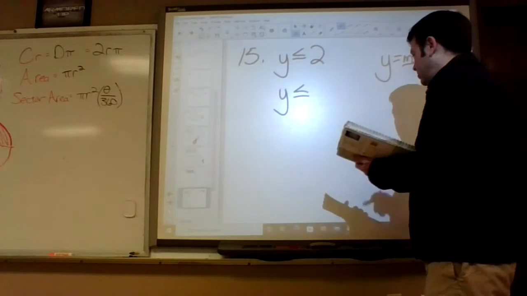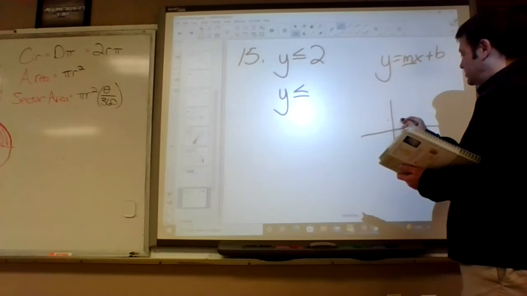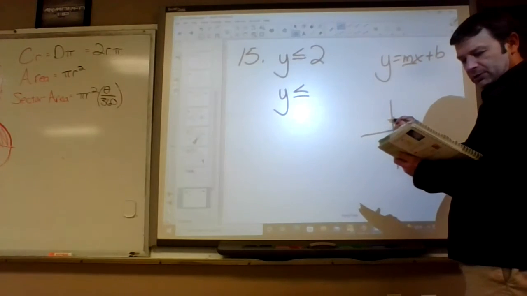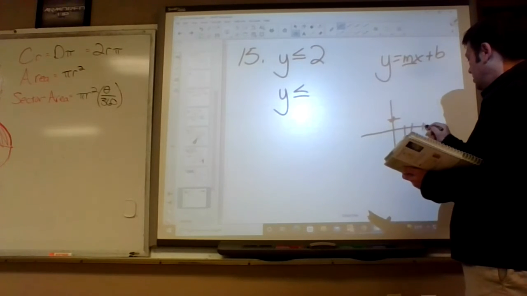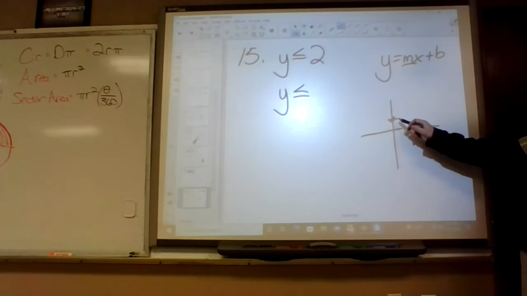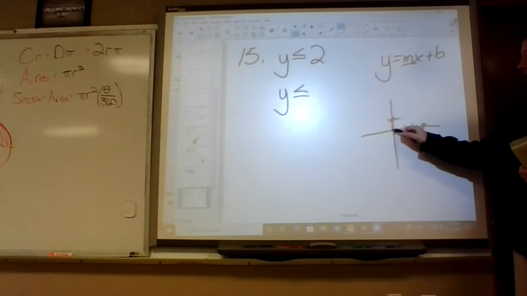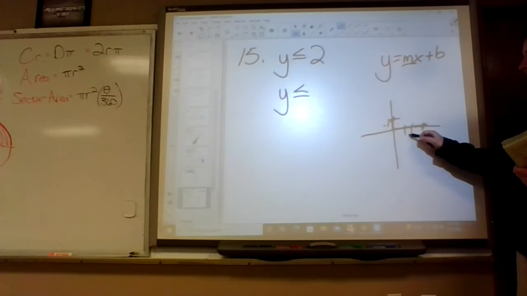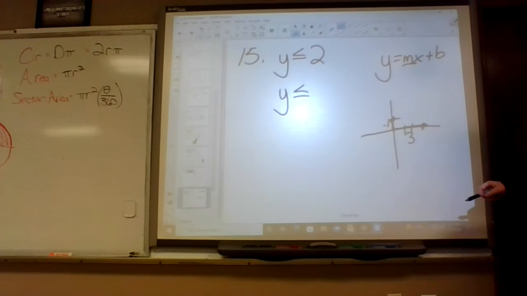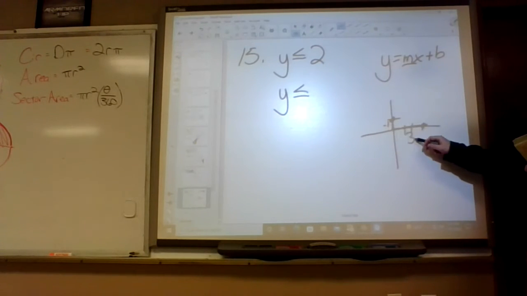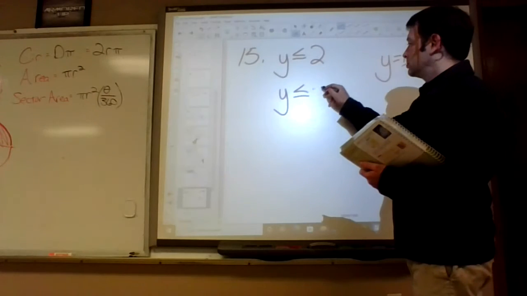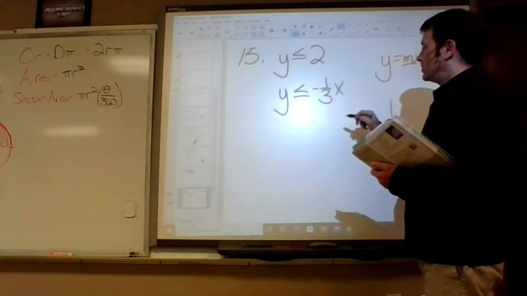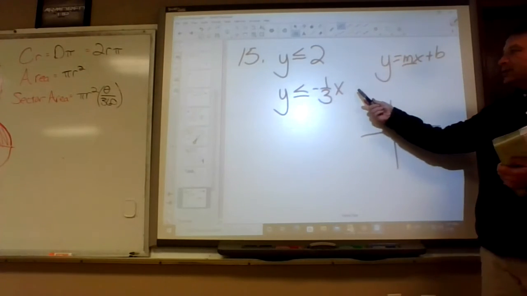I see that the line crosses at 0, 1 right there, and it also hits at 3, 0 right there. So what's the rise and what's the run? Negative 1 is the rise, positive 3 is the run. So the slope is rise over run, negative 1/3. That goes in front of your x, and then what am I missing here?